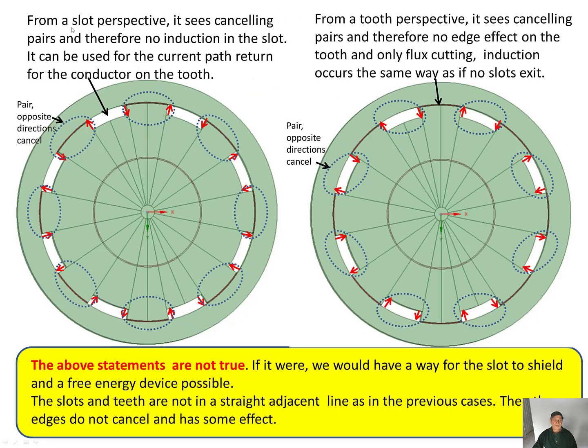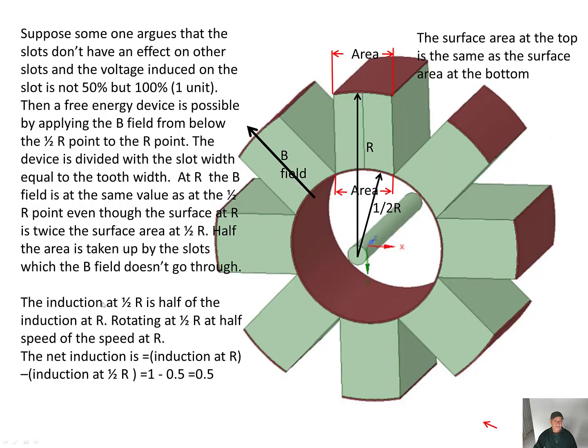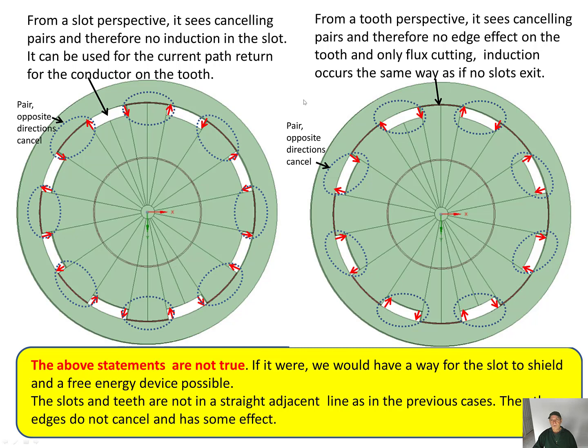So you could say, from a slot perspective, it sees canceling pairs and therefore no induction in the slot. It can be used for the current path return for the conductor on the tooth. So from the perspective of the slot, we see pairs and they cancel. From a tooth perspective, it sees canceling pairs and therefore no edge effect on the tooth, and only flux cutting induction occurs, the same way as if no slots exist.